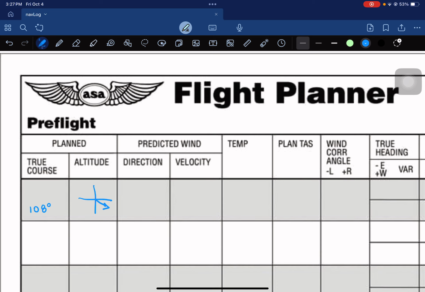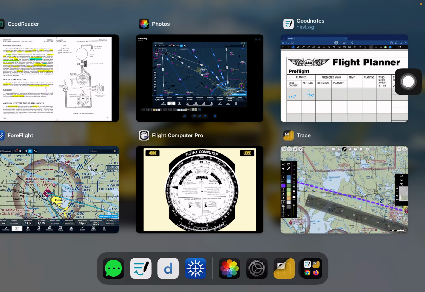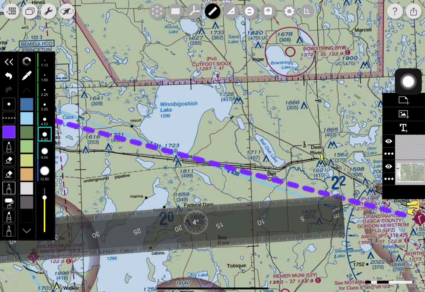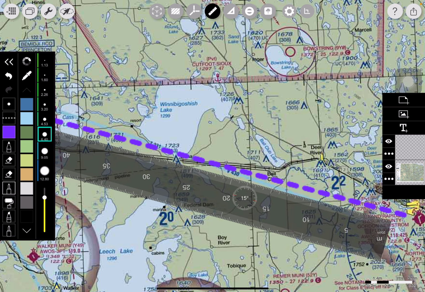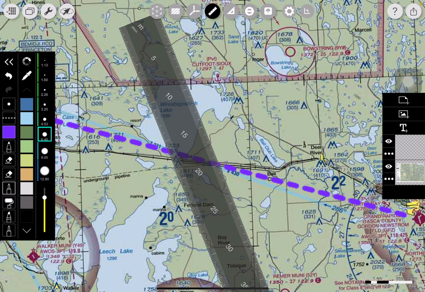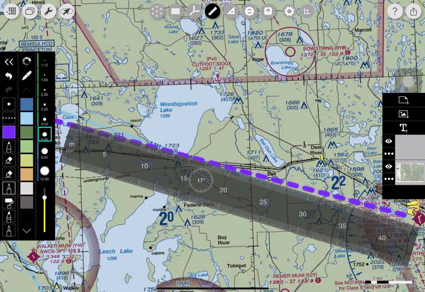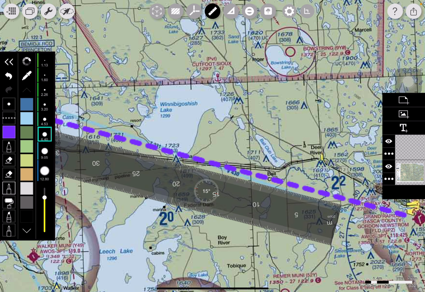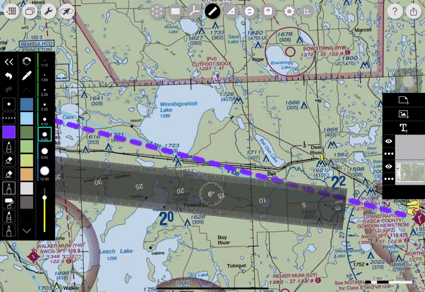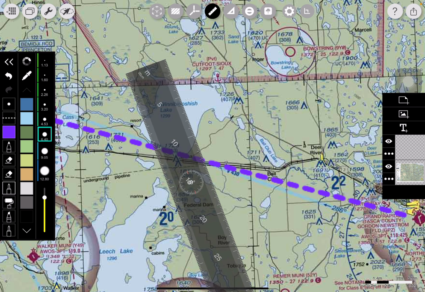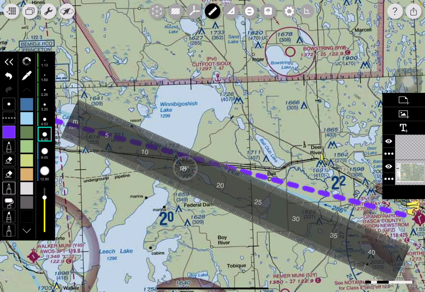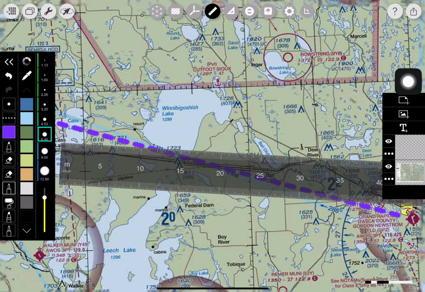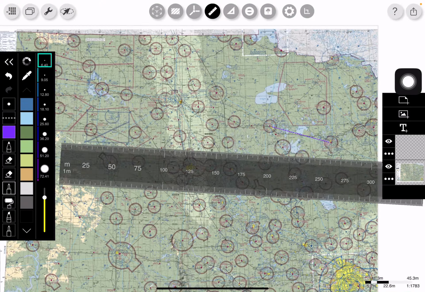What would happen the other way around, for the way back? In that case, we would have to add 180 degrees because this ruler is not measuring more than 90 degrees to either side. Okay, so that's how the app Morpholio Trace works.